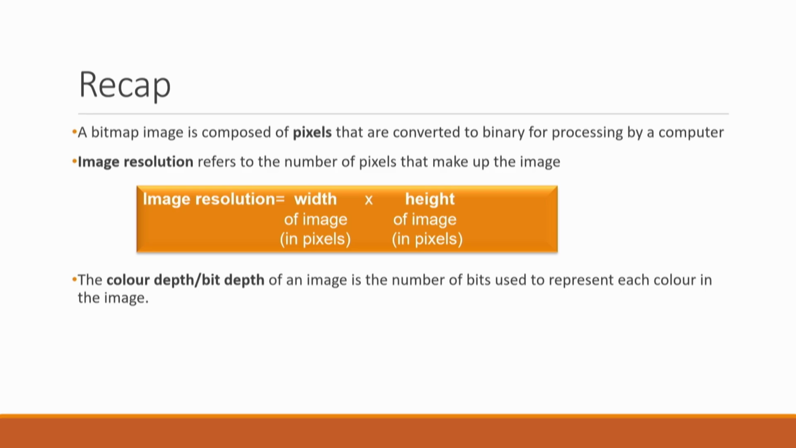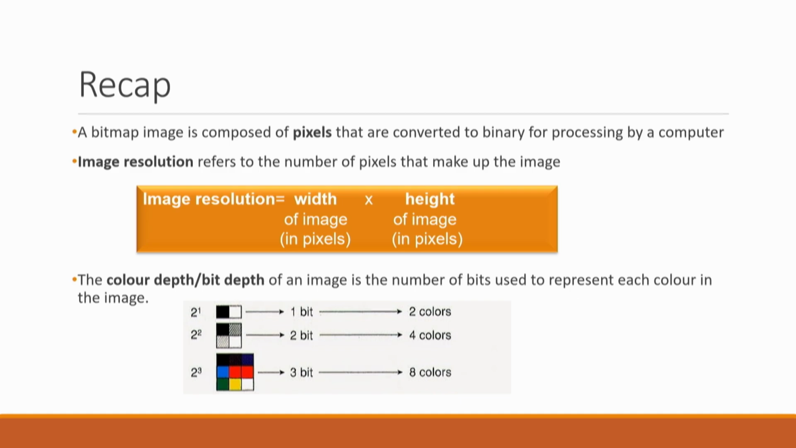Color depth or bit depth refers to the amount of color that each pixel can display. It is the number of bits per pixel on a computer monitor. A bit depth of 1 provides 2 to the power of 1, giving 2 colors per pixel. A bit depth of 3 will cater for 2 to the power of 3 colors per pixel.